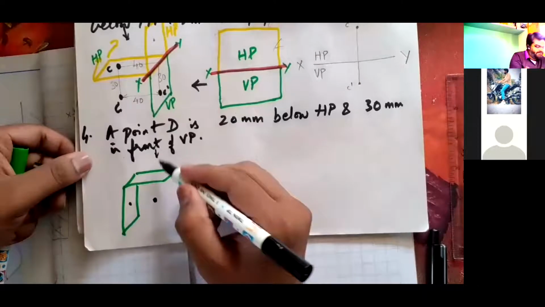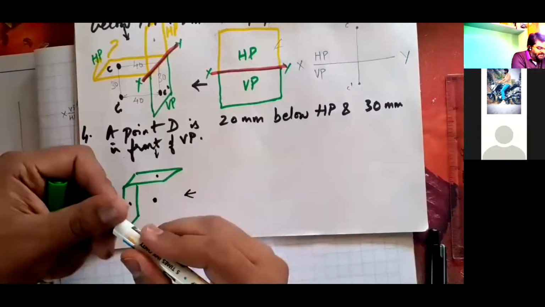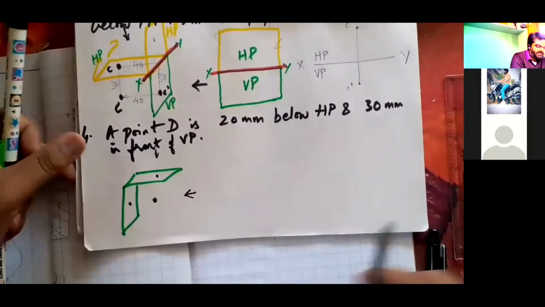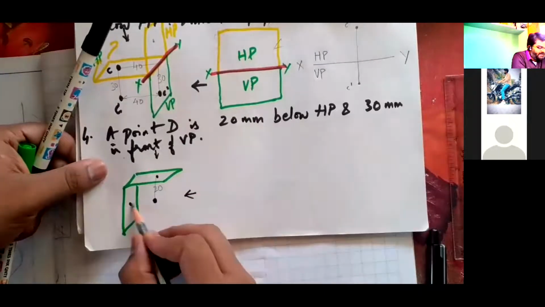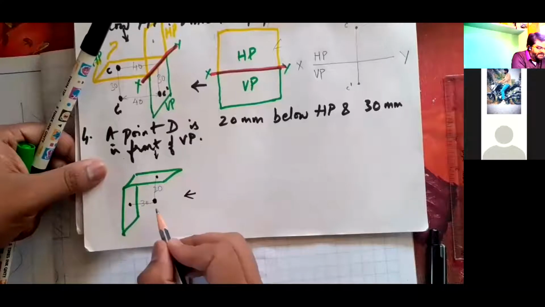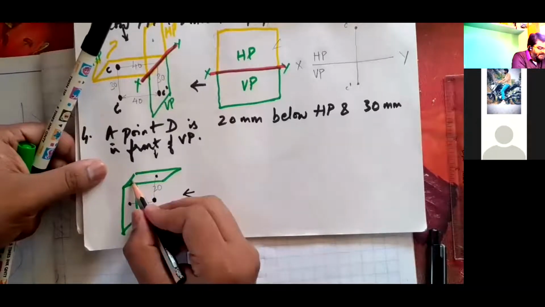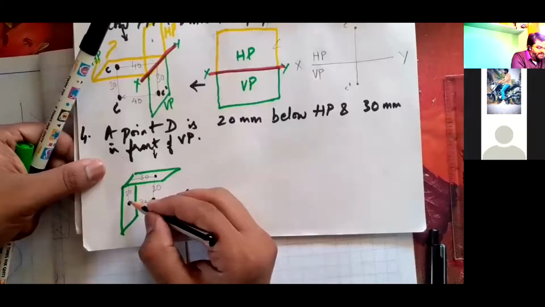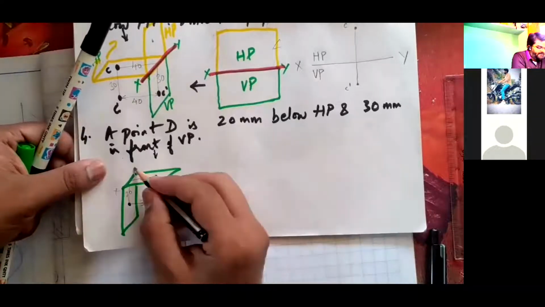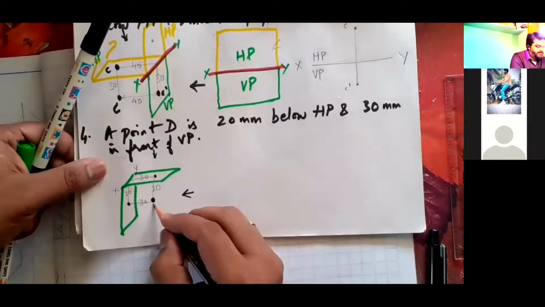So let us see what is the distance. The point is 20 mm below HP and 30 mm in front of VP. 30 mm in front of VP is the distance from the XY line. This is 30 and this is 20 from the XY line. This is capital D, this is small d and small d dash.